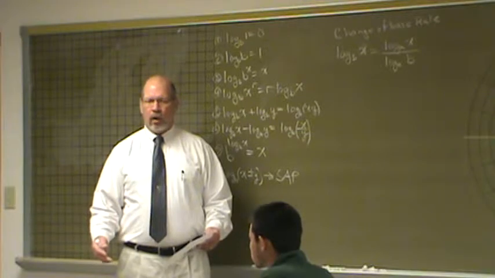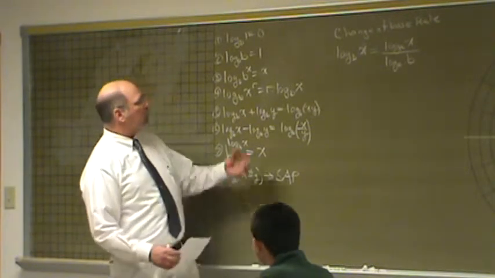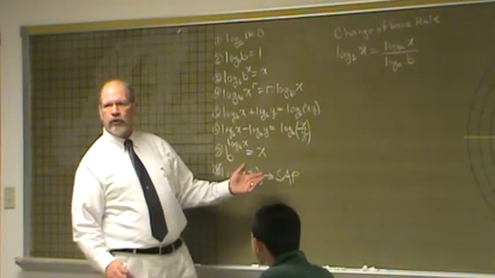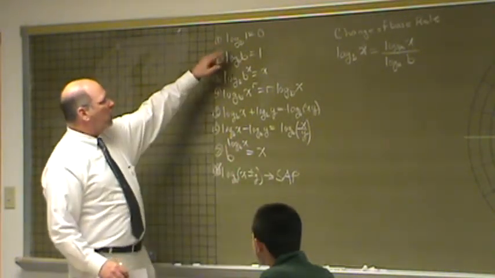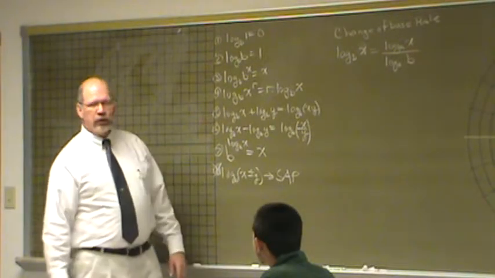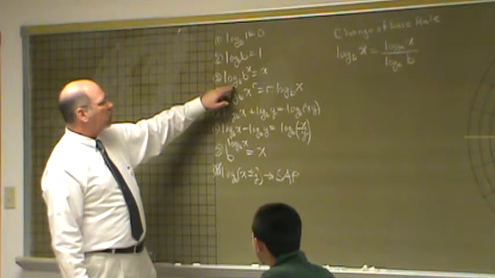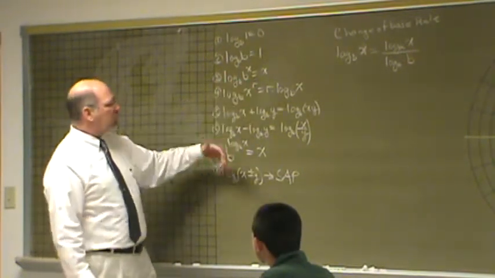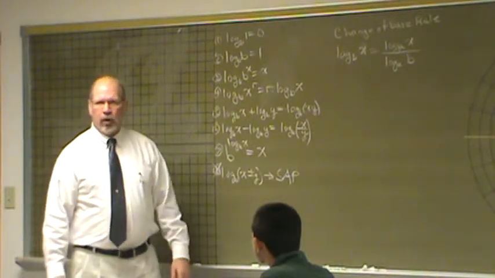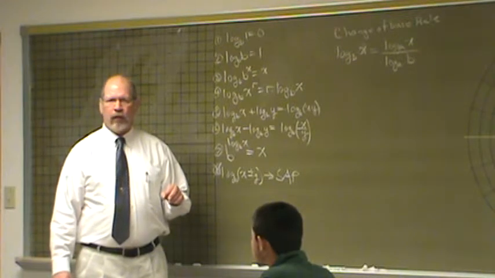Okay? Now, last Tuesday we talked about properties of logarithms, and we have most all the properties of logs listed on this board over here. We're going to refer to it every once in a while. Number 1, log base b of 1 is equal to 0. Number 2, log base b of b is equal to 1. Number 3, log base b of b to the x is equal to x, and so on. Okay? Now, today we're going to talk about problems out of 7.4 and 7.5.